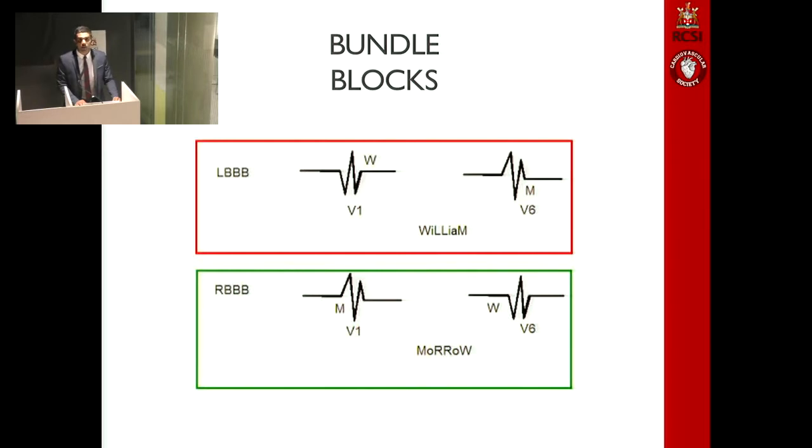A useful acronym is William-Morrow. The two L's in William remind you that the left bundle branch is involved with a W in V1 and an M in V6. The two R's in Morrow remind you that a right bundle branch block has an M in V1 and a W in V6.